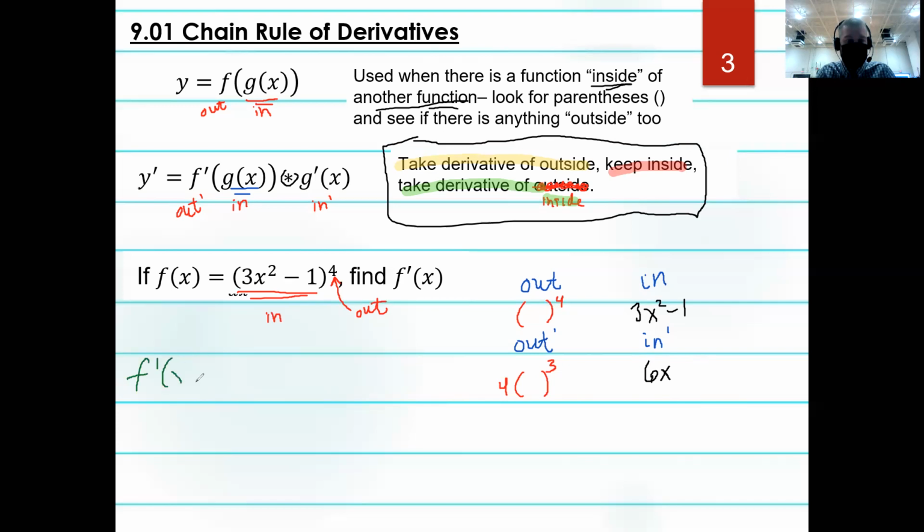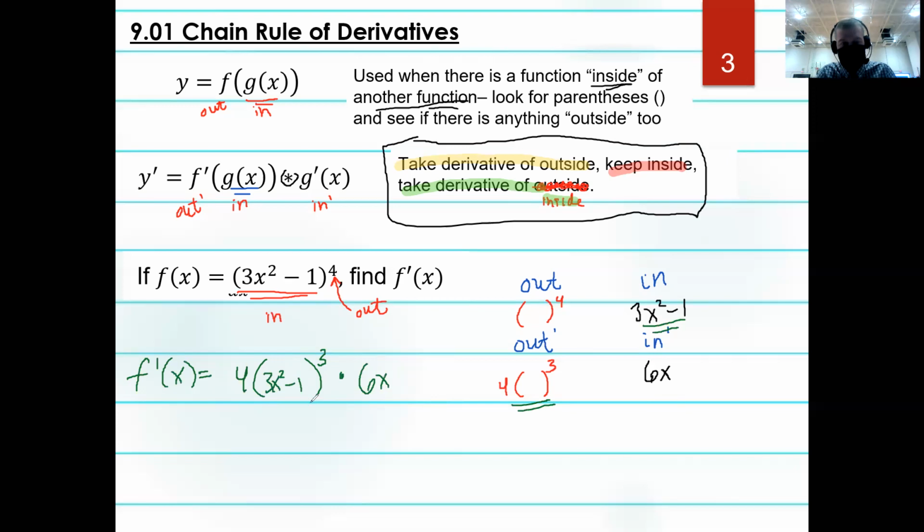So I'm going to say this as it goes. We're going to take the derivative of the outside. What is that? That's going to be the 4, the parentheses, 3. Keep the inside. So you might be thinking, well, what goes inside? Surely I can't just have something empty there. We're keeping the derivative of the outside, and we're keeping the inside the same. So that's where the 3x squared minus 1 comes from. And then we can take the derivative of the inside, which we said was 6x.